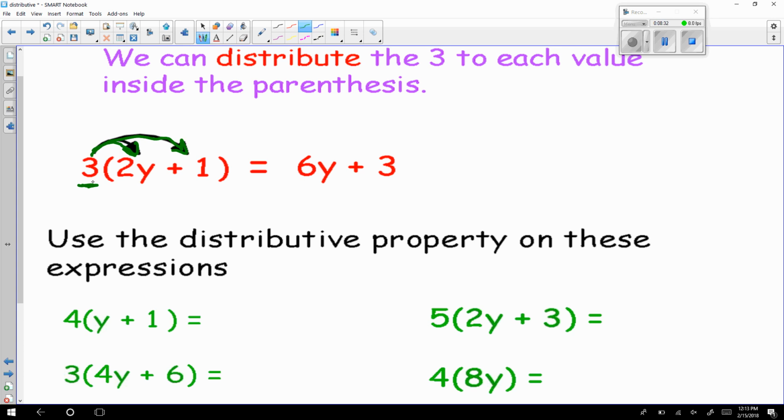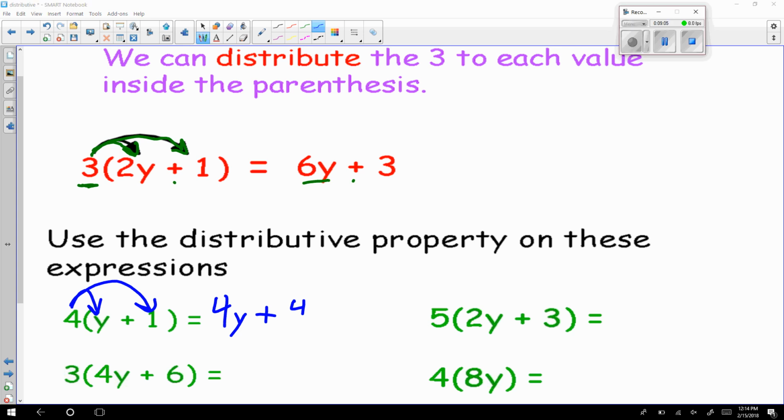So, in our example, we have 3 times 2y is 6y. We're going to use the plus sign because that's what the original problem had. And 3 times 1 is 3. They're both equivalent. Let's try our next one. 4 times y, 4y, plus 4 times 1, 4. Go ahead and try the other 3, and I'll come back and let you know if you got them right.